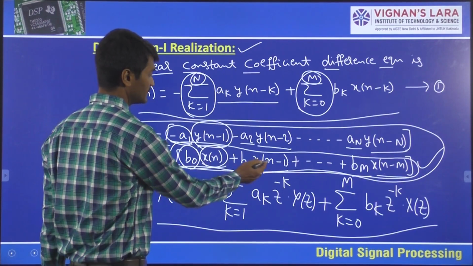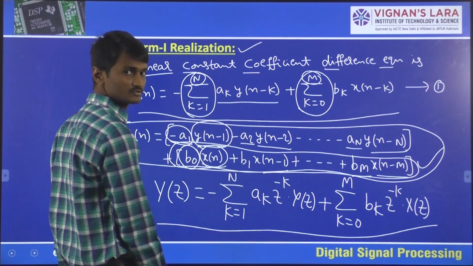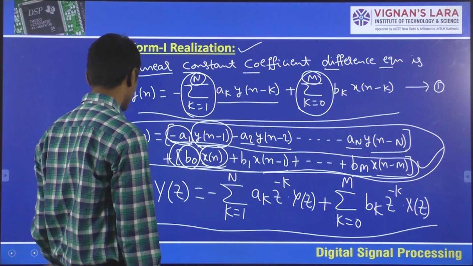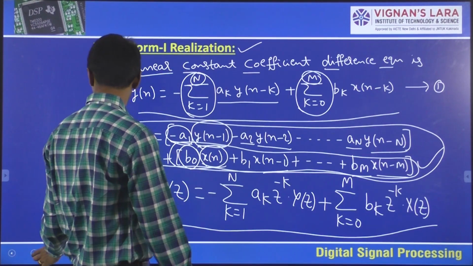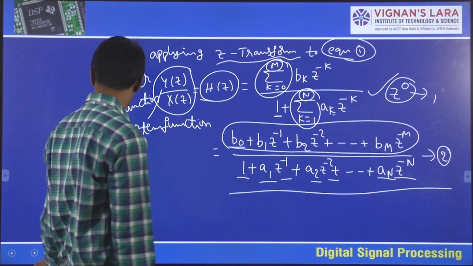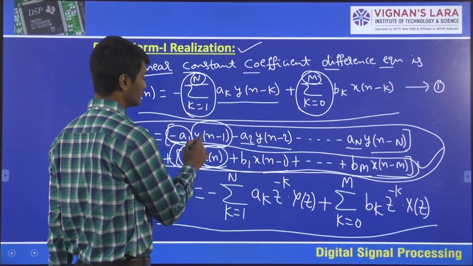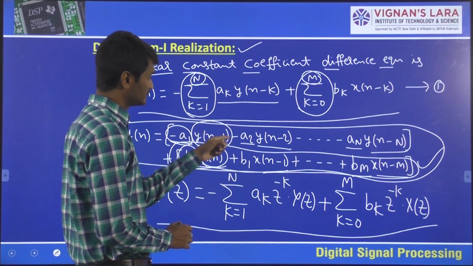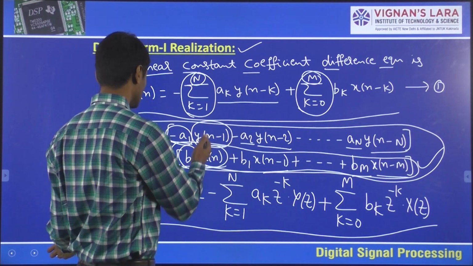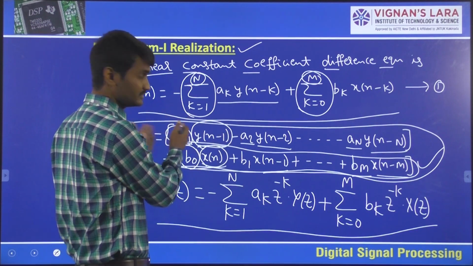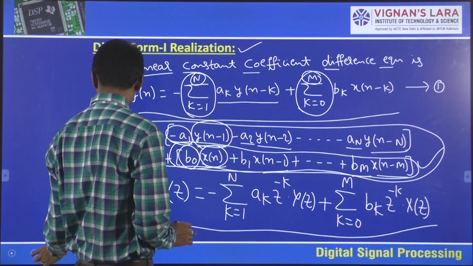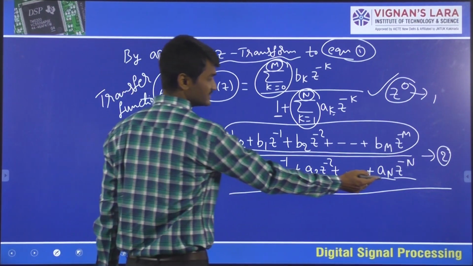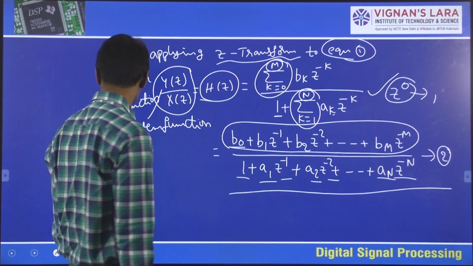See, b naught plus b1 z power minus 1 plus b2 z power minus 2 and so on, bm z power minus m. So this is there in the numerator. Similarly, this part is there in the denominator. Okay, see, minus a1 y of n minus 1. So a1 z power minus 1, a2 z power minus 2. Because these terms, if you take to the left side, it will become plus. So here it is 1 plus a1 z inverse plus a2 z power minus 2, like that. So finally it is an z power minus n.